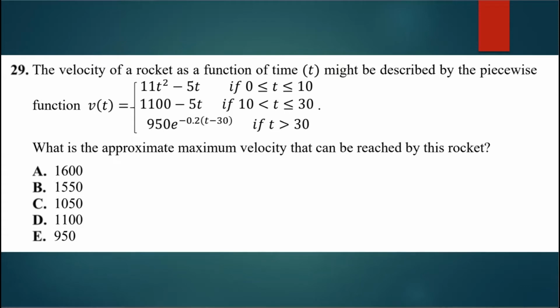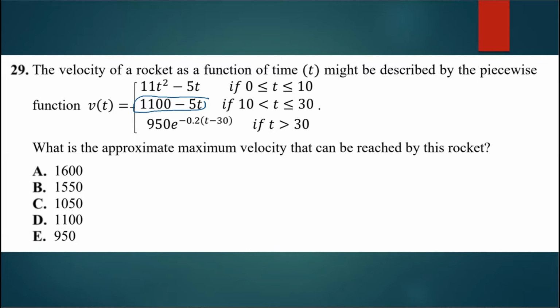Okay, maximum velocity reached. First of all, it will start decreasing. I have this function decreasing, so it will reach maximum velocity at the beginning of the interval, not at the end, because the slope here is negative, so it's decreasing.